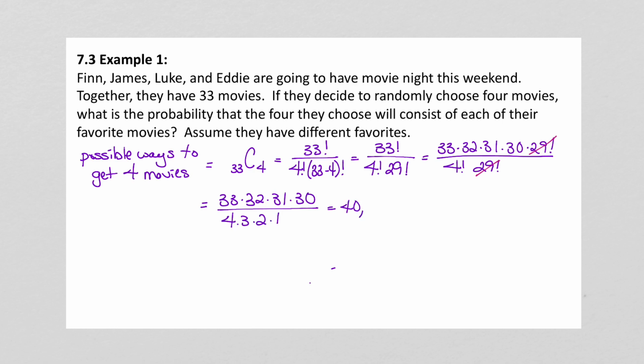That's 40,920 possible ways to get these 4 favorite movies. So the probability for the 4 favorites, there's only one chance out of 40,920 that we're going to choose these 4 favorites. And if you want to put that as a decimal, you'll want 6 decimal places, so 0.000024.